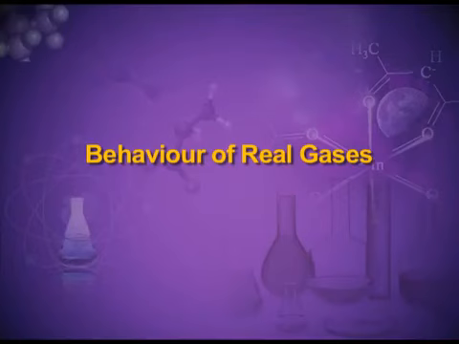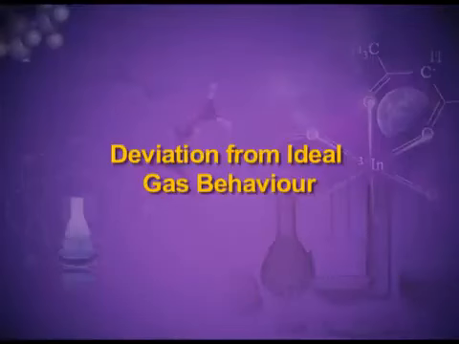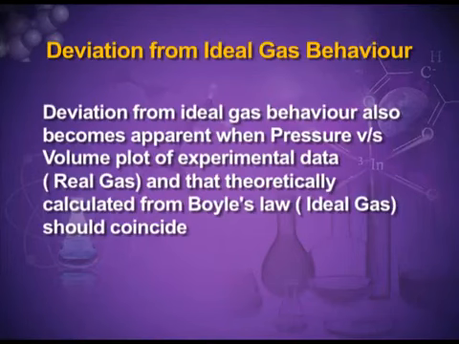Behavior of real gases. The gases which we come across are real gases. It means they do not strictly follow Boyle's law, Charles' law and Avogadro's law. Deviation from the ideal gas behavior also becomes apparent when the pressure versus volume plot of the experimental data, that is the real gas, and the theoretically calculated plot from Boyle's law, that is the ideal gas, should coincide.